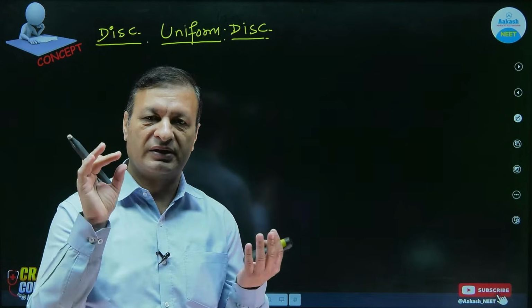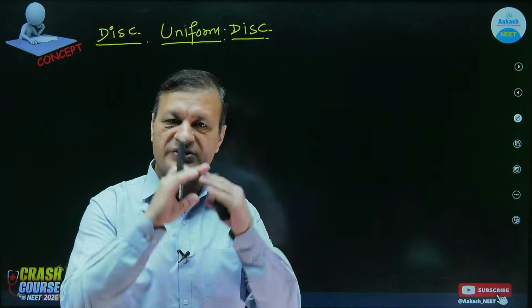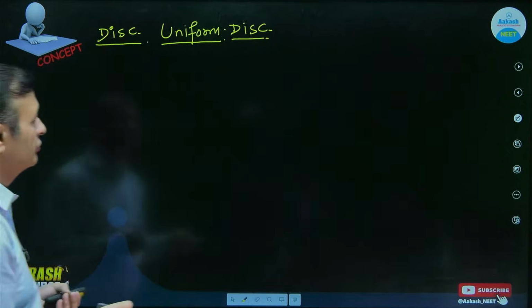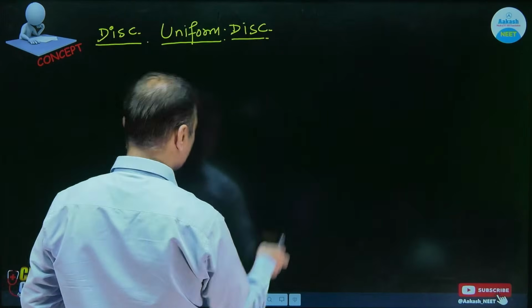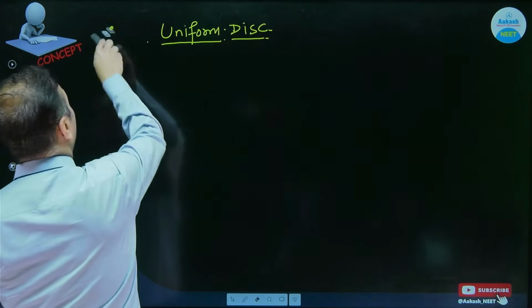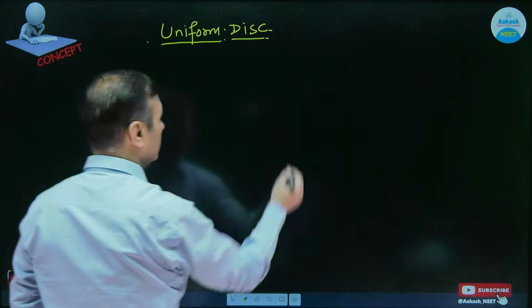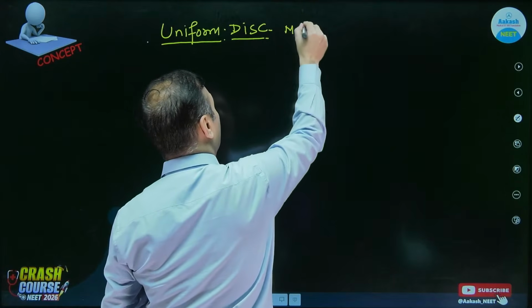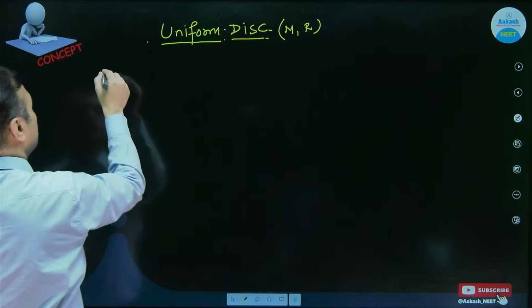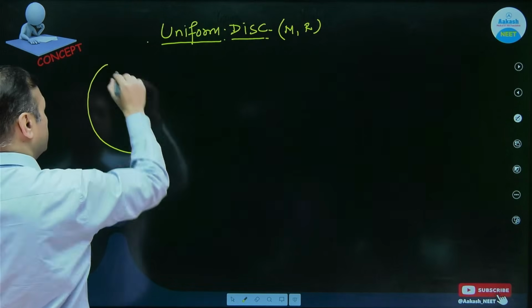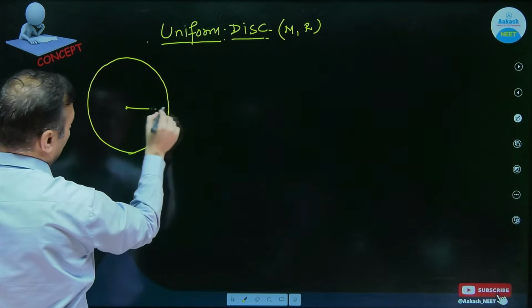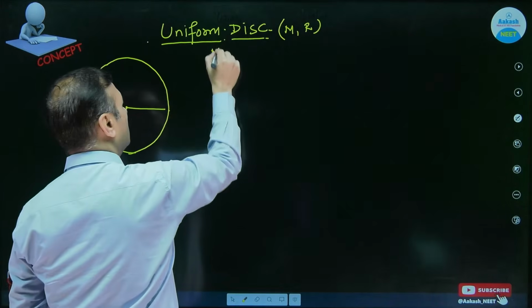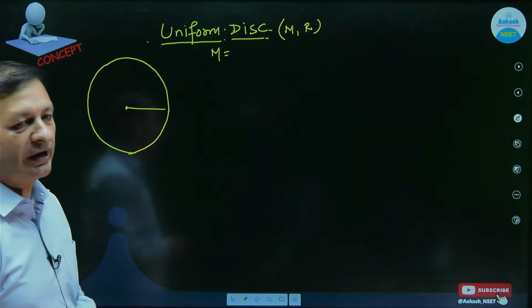A uniform disk is a disk of uniform thickness and uniform density all throughout its distribution. So you have a uniform disk. Let's suppose its mass and its radius. The center of mass for this uniform disk is at the center, and its mass is m. And you know how you write down m.